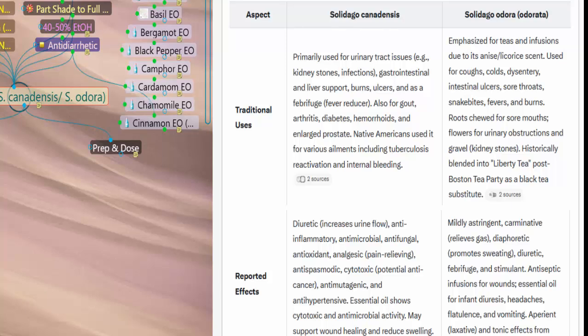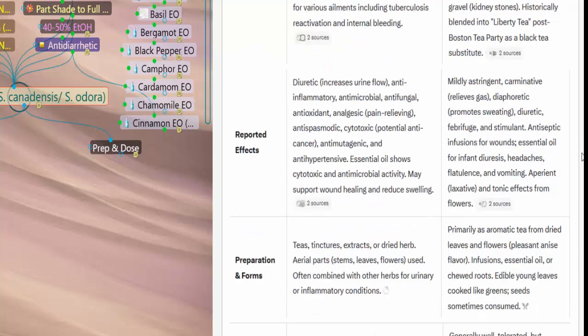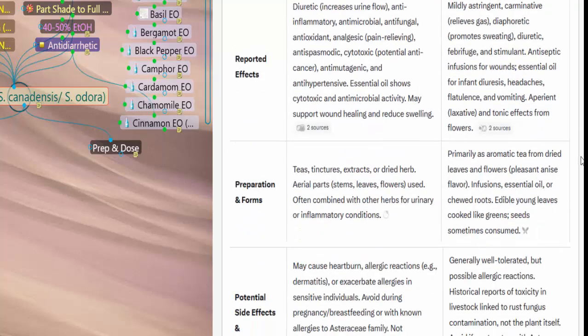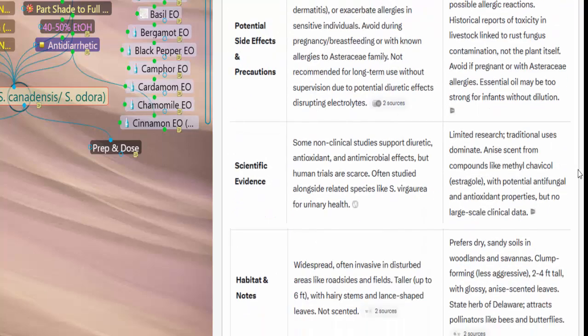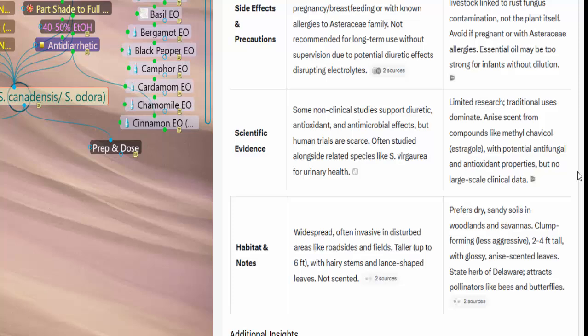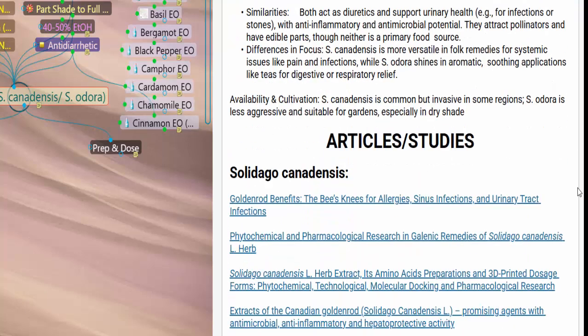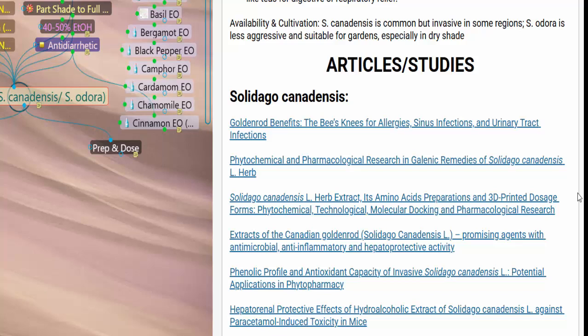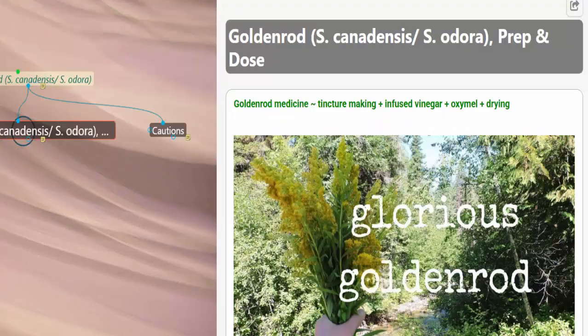You can pause this and read it yourself. Here are the reported effects, preparations and forms, potential side effects, scientific evidence, and some additional insights. And then we've got a few studies here on Solidago canadensis primarily. But I want to skip over now to preparation and dose.